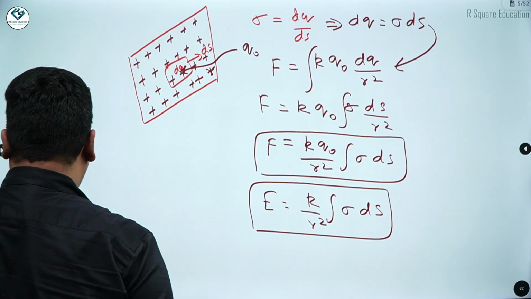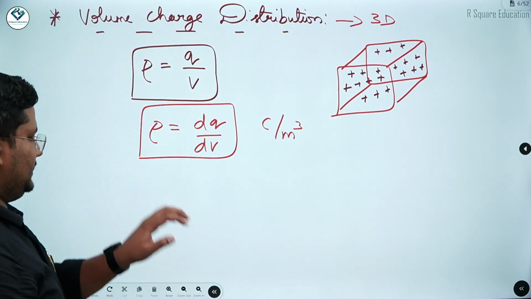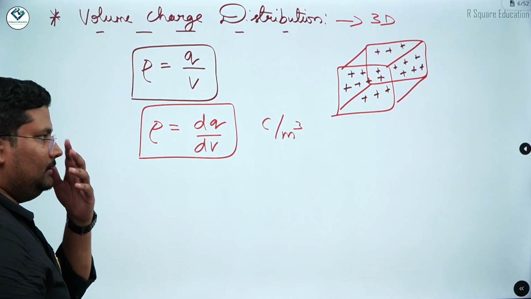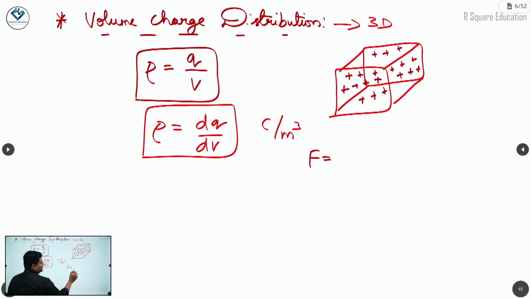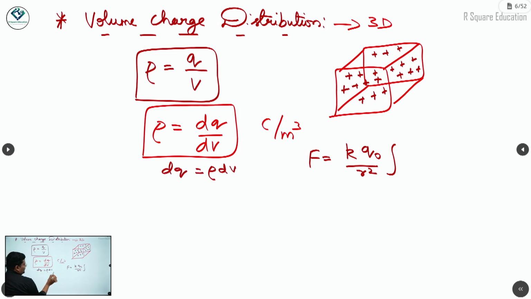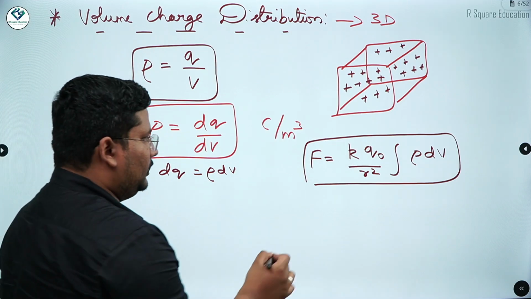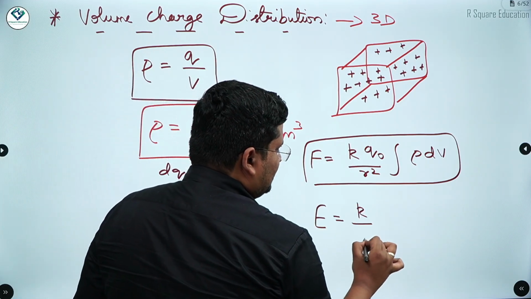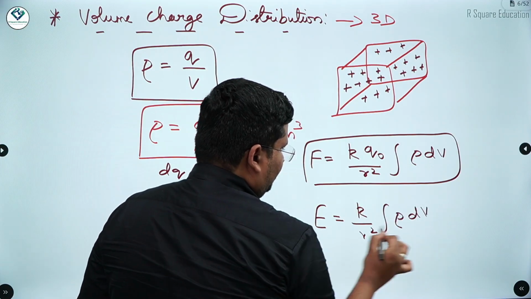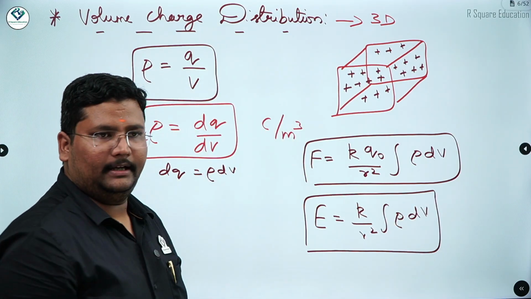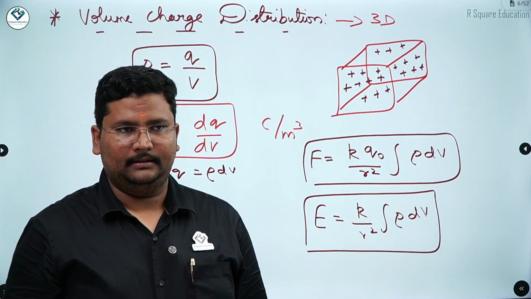So likewise, volume charge density. Okay. In this case again the same. So what is going to be the force? k q naught by r square integral. Now, you can replace dq is equal to rho dV. So substitute it here, rho into dV. So this is going to be the force when you bring a charge near this volume charge density. And what will be the field now? k by r square integral rho dV. Clear now? Simple, right? Clear?